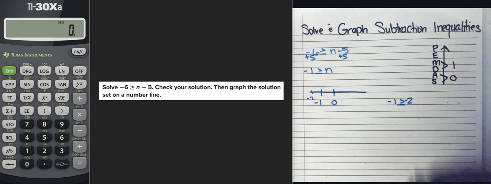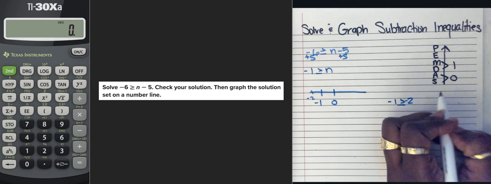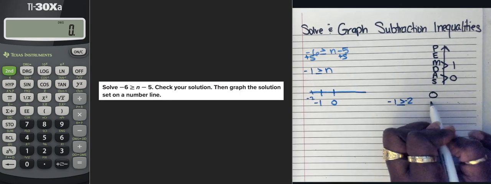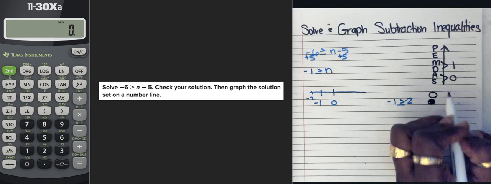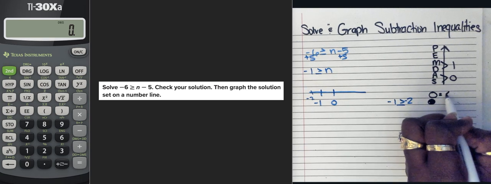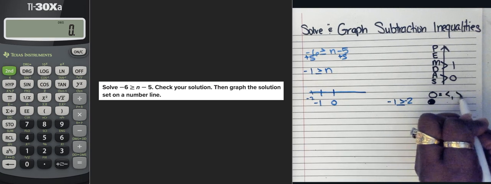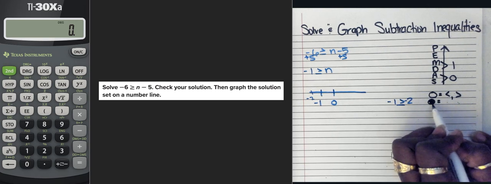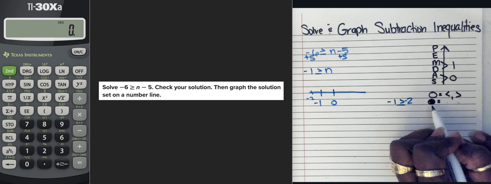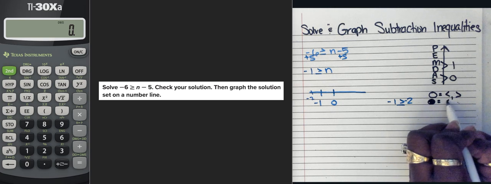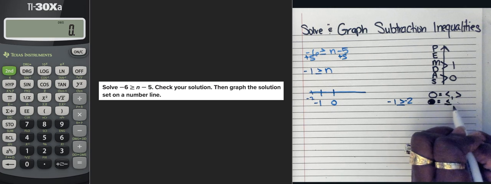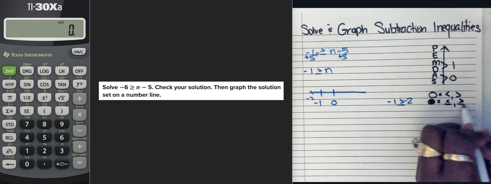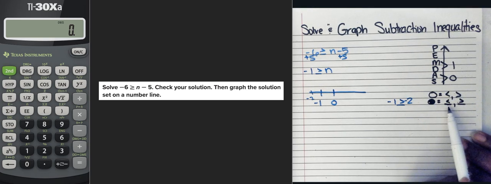So how will we graph that? Remember how we talked about those circles. We have open circles and closed circles. Open circles mean that we are talking about less than or greater than. Closed circles mean that it can also include whatever value we're circling, so it could be less than or equal to, or greater than or equal to. If we see that line underneath, it means it can also include that value, so we need to shade that circle in.